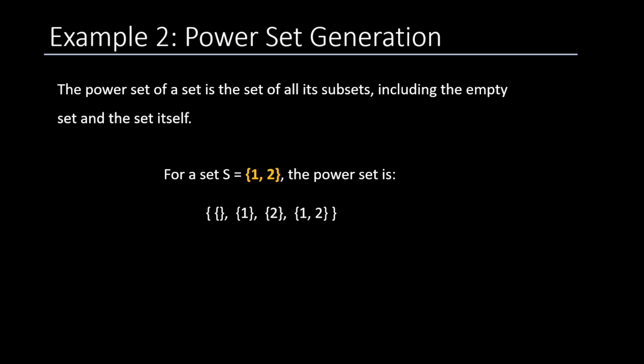Now that we have understood tree recursion with Fibonacci, let's move on to another powerful example, generating the power set. Let's begin by understanding what a power set is. The power set of a set is simply the set of all possible subsets of that set. This includes the empty set, which contains no elements, and the set itself.